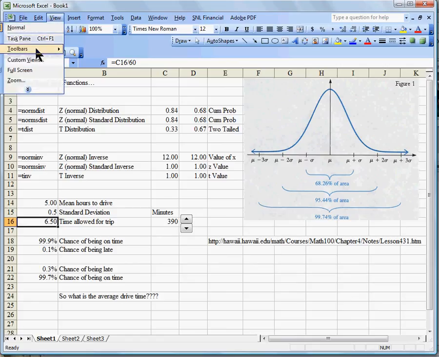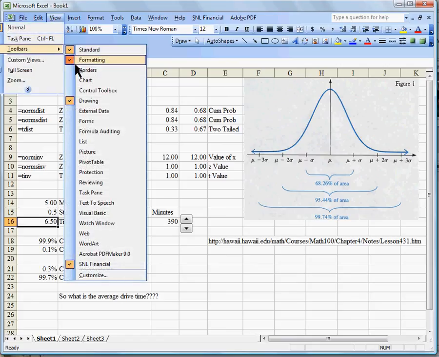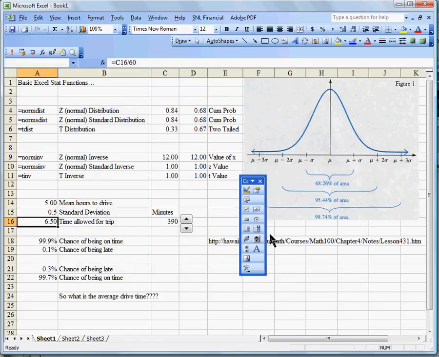Let's view our toolbars and let's turn on our control toolbox. And right here is a function called a spin button. When I pull up the spin button function, I can draw a spinner anywhere I want. It put a nice big one right there. I'm not going to use that one, so I'll delete it. But I'll take you into this other one that I already did.